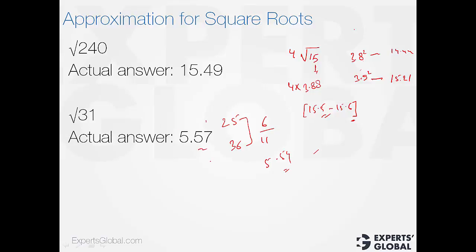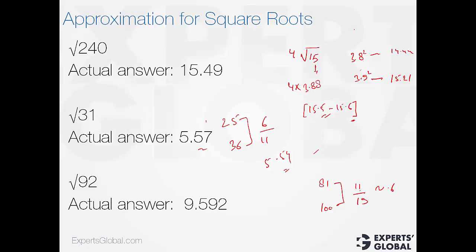Let's do it very quickly. Square root of 92 turns out between 81 and 100. The difference is 19 here. The difference between 81 and 92 is 11. 11 upon 19 is roughly 0.6. Very quickly, it should be something like 9.6, you know, 9.592. So practically this is how I would do it in like 10 seconds and actually save a lot of time.